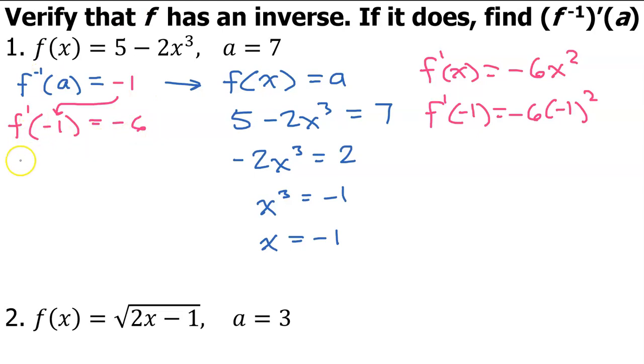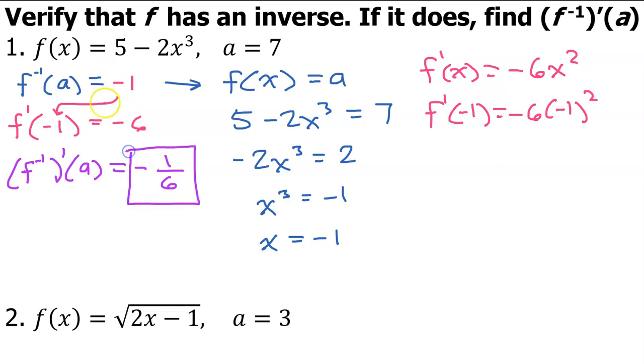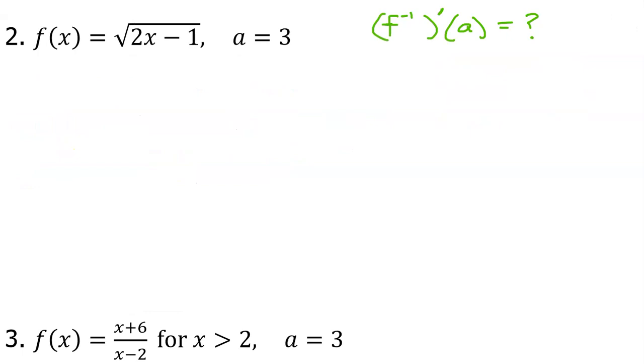Step 3 is super easy, because step 3 is the final answer. We are supposed to find the derivative of the inverse function at a, but here's the secret. If I want to do the inverse function derivative at a, that's just going to be the reciprocal of what we got in step 2. So I'm going to get negative 1/6, and that is the final answer. That's my 3-step process.